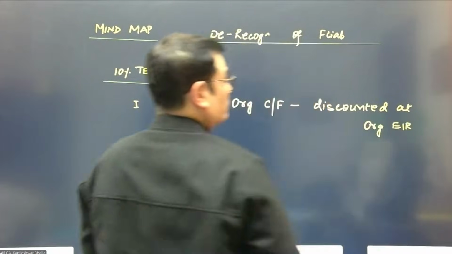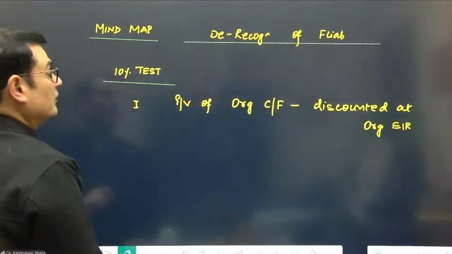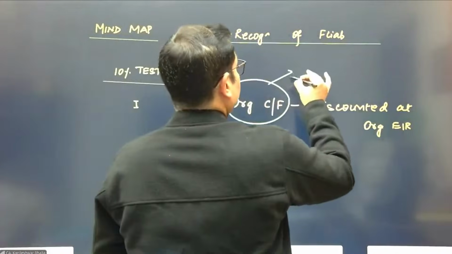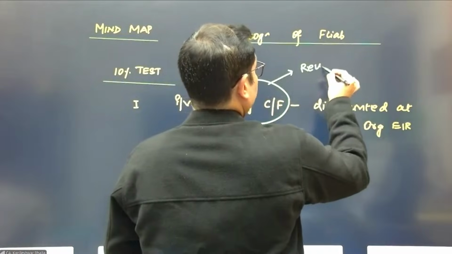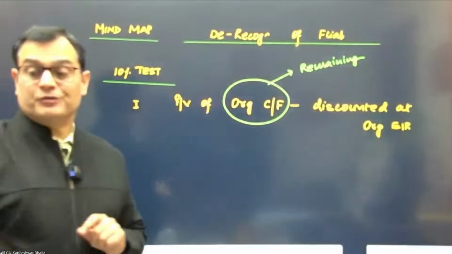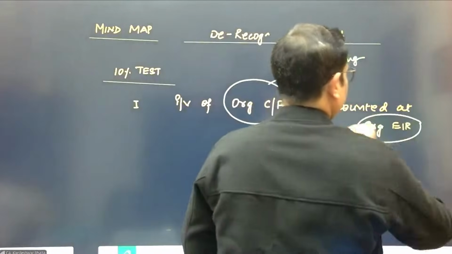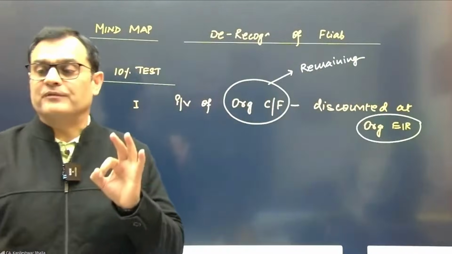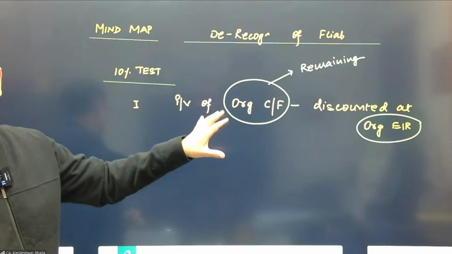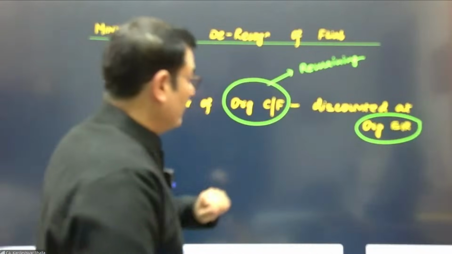So there are two focus points in this. One focus point is that we're looking at original cash flows, and of course, the remaining cash flows. Whatever the remaining cash flows are, we'll consider those, and they are discounted at the original EIR. So two focus points need to be very clear: we need to consider the original cash flows, and we need to consider the original EIR.